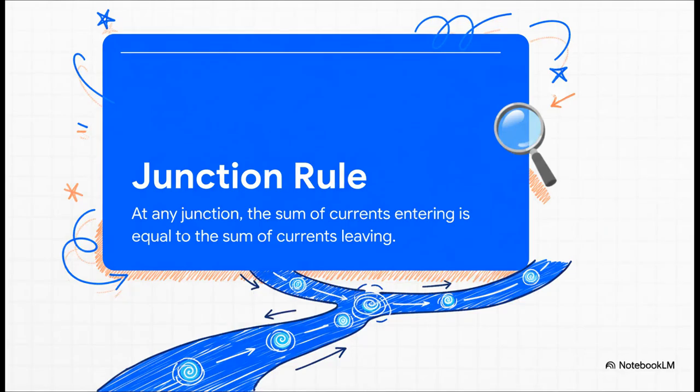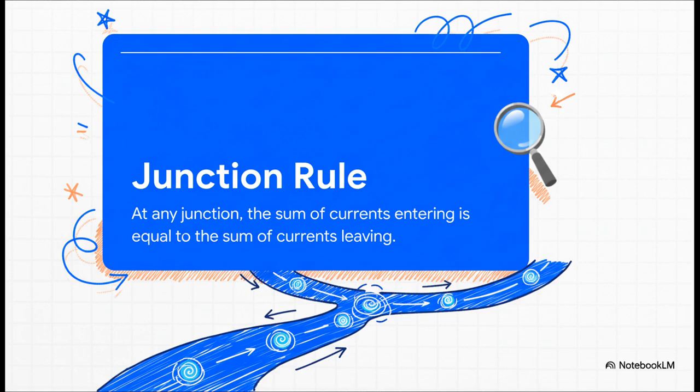The first rule is so easy, it's basically just common sense. It's called the junction rule. Imagine a point where a few water pipes join together. Whatever amount of water flows in, the exact same amount has to flow out, right? The water can't just disappear. Well, it's the same with current. The total current entering any junction must equal the total current leaving it.